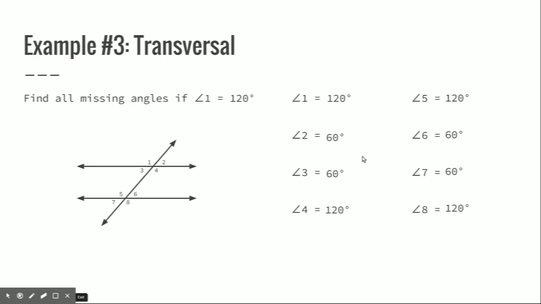So as you can see, the transversal ones are very easy. They're a lot of fun because once you find out one of the missing angles, you can find out the rest very quickly.